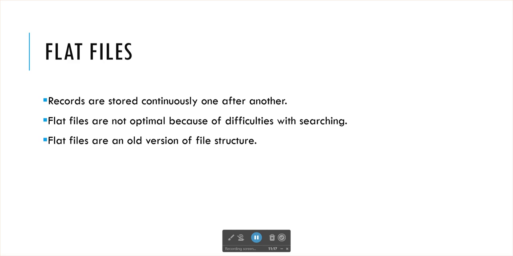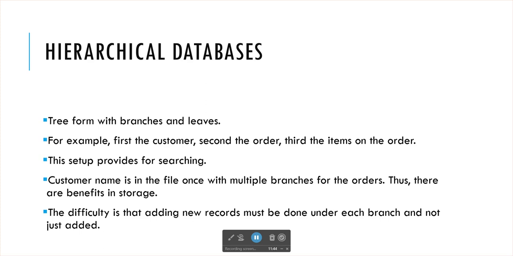The problem you have if you have a stack of papers, and anyone who works in the office knows this, is if you happen to need one piece of paper in a stack, you have to figure out how you're going to sort through the piles to get to that piece of paper that you need. So there are difficulties with searching. And flat files are an old version of a file structure that we don't use today because information is valuable and we need to be able to get to it in a very quick way. So we come up with this notion of having databases.